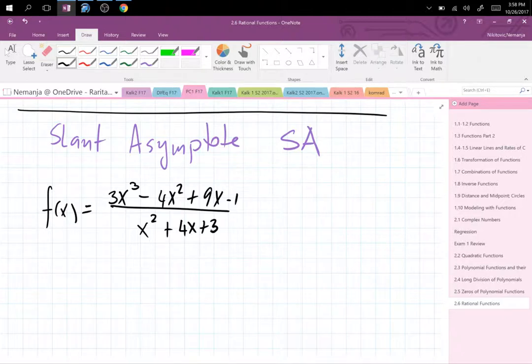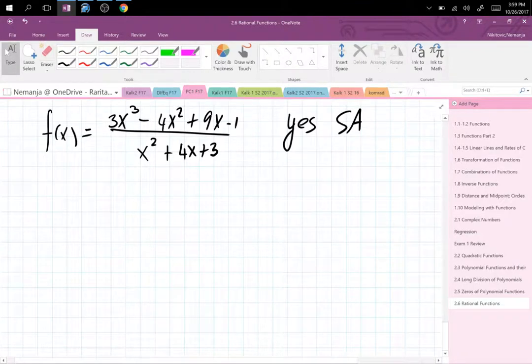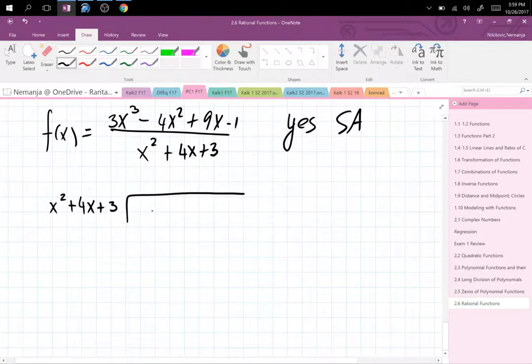But we are interested in horizontal and slant, primarily in slant. A horizontal asymptote doesn't exist because the degree in the numerator is bigger than the degree in the denominator. But the degree is bigger by 1, which means yes on slant asymptote. And to find it, we just use polynomial division. So x squared plus 4x plus 3 divided into 3x cubed minus 4x squared plus 9x minus 1.